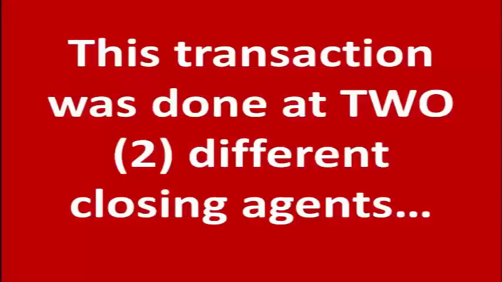This transaction was done with two different closing agents. The A to B was at one closing agent, B to C at another. Oftentimes I get the question, well, the original seller is an REO or it's a lender and they want their closing agent to do the transaction and he's in another state. Doesn't matter. If your transactional funder knows what he's doing, he can do this.